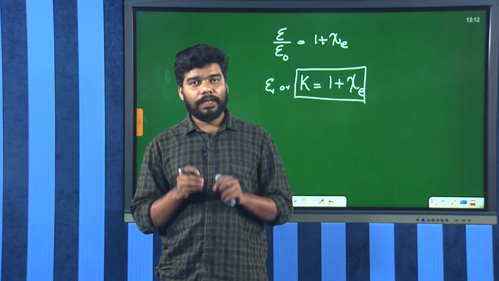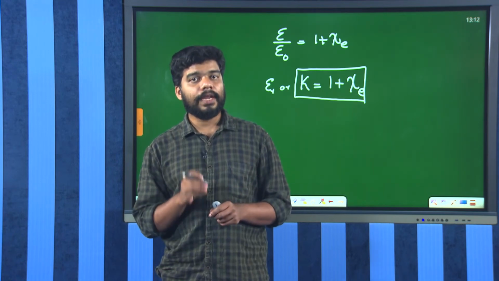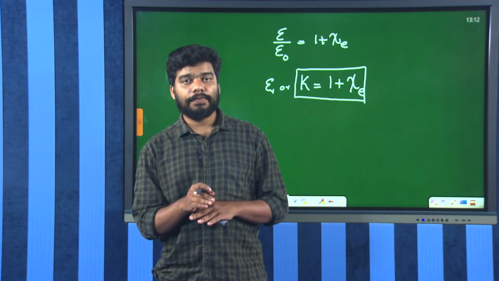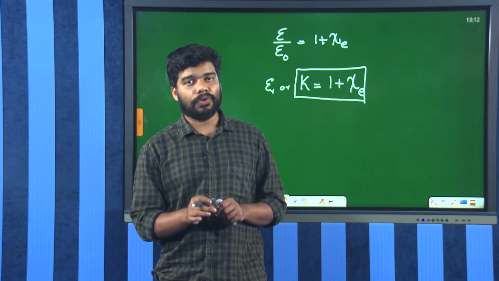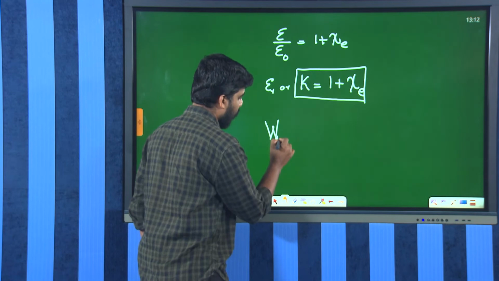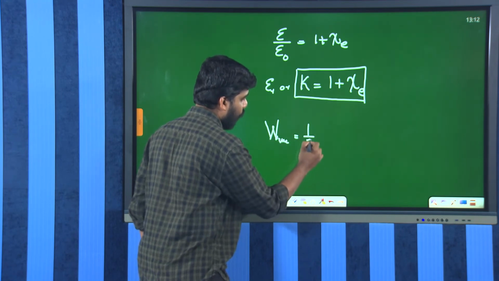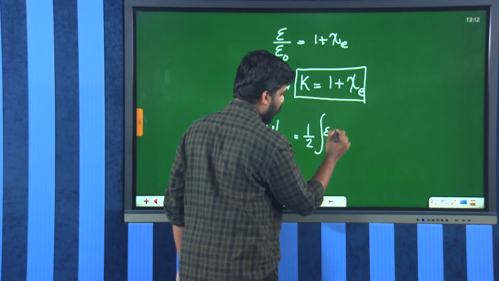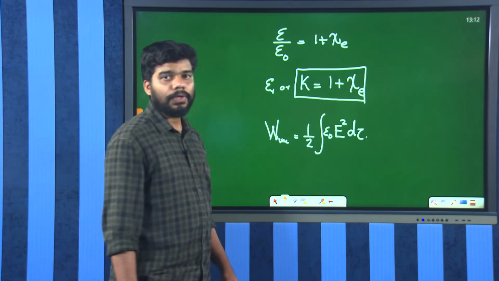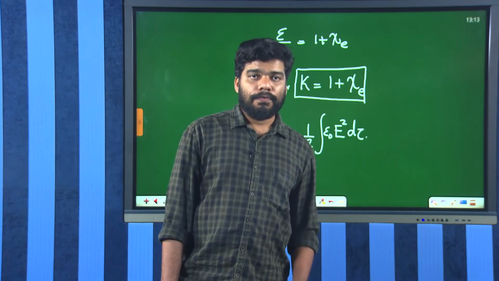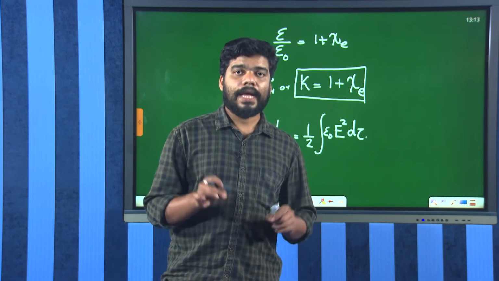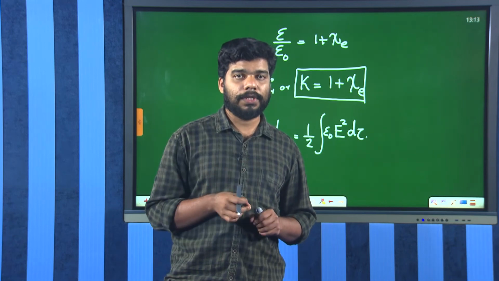Now, let us derive the energy of such a dielectric system. We know that the energy of an electrostatic system in vacuum is given by W vacuum is equal to half integral epsilon 0 E square d tau. This we have derived: the work done for a vacuum is half integral epsilon 0 E square d tau, and this is for the case of vacuum. So, when a dielectric medium of constant K is introduced, epsilon is the absolute permittivity of the medium.